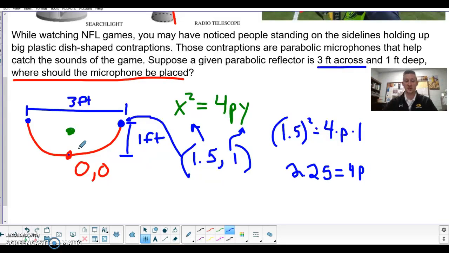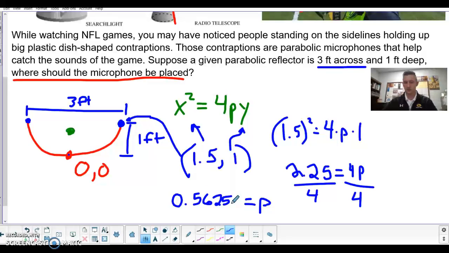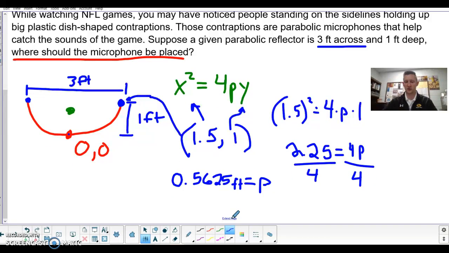Again, p is the key because that's going to be the focal length. So I divide by 4, and 2.25 divided by 4 is going to equal 0.5625. And that would be in feet, so it's that many feet to the focal length. So 0.5625 feet is kind of an awkward thing.